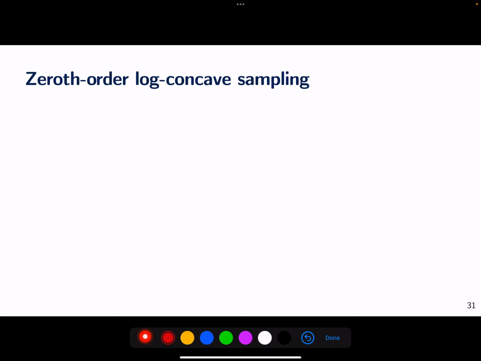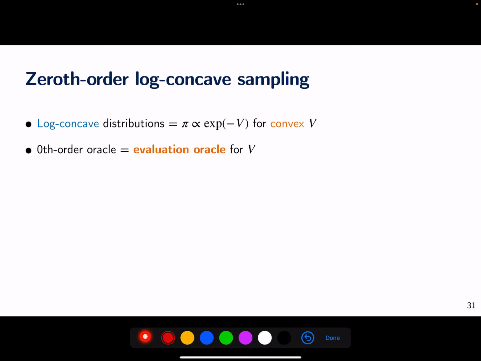And now it's time to generalize to general log-concave distributions. A log-concave distribution is simply a distribution whose density is proportional to e to the minus v, where v is a convex function. When you take the log, you are left with minus v, and when v is convex, this is a concave function, right? So that's why we call it a log-concave distribution.